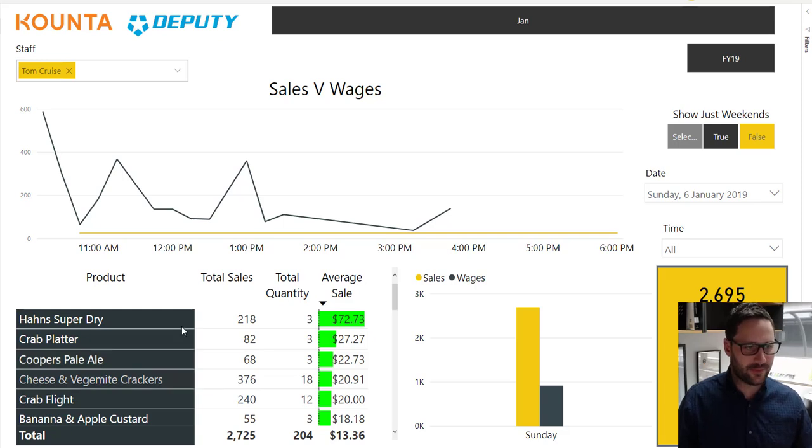You have a look down at the margins of the type of stuff that Tom was selling. So crab flights, and look at that, cheese and Vegemite crackers. I mean, $20 for cheese and Vegemite crackers, that's pretty good. That's pretty good that he got that many sales.